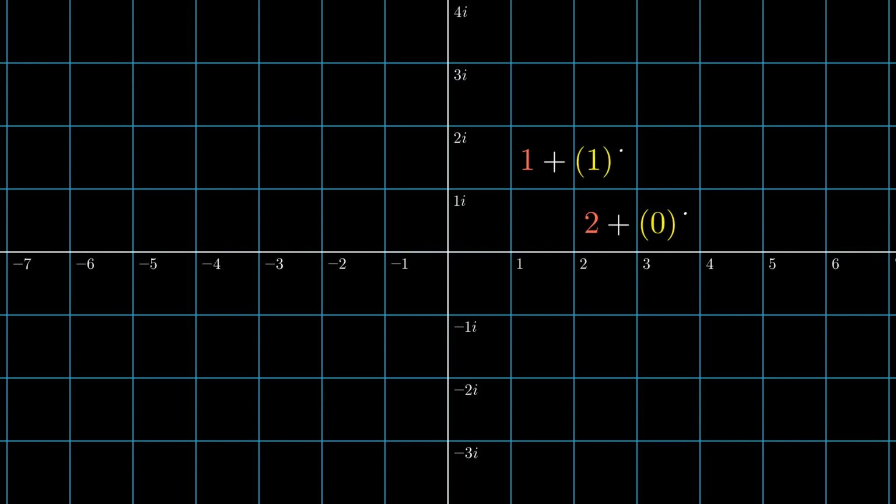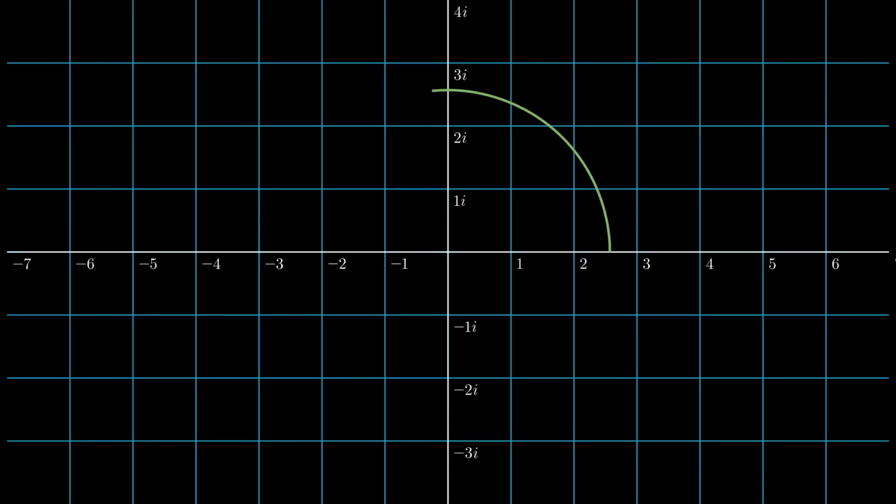Algebraically, this multiplication gives us 2 plus 2i, since it just doubles each component of the complex number. Graphically, this is just like 1 plus 1i, but stretching its length out. From this we can conclude that multiplication by a real number just has the effect of stretching the original number.